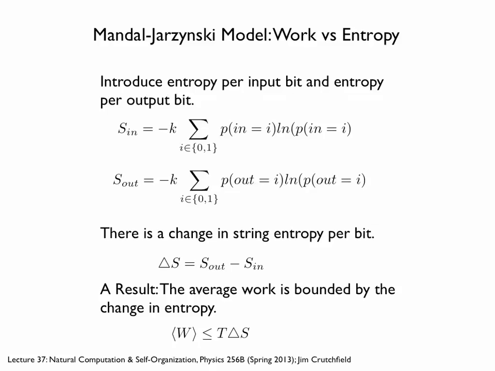And a result that I wouldn't expect you guys to be able to derive, because it's a major result of the paper that presents this, and it's derived partially numerically, is that the total work, the expectation work here, is less than or equal to the temperature times this change in single symbol entropy.